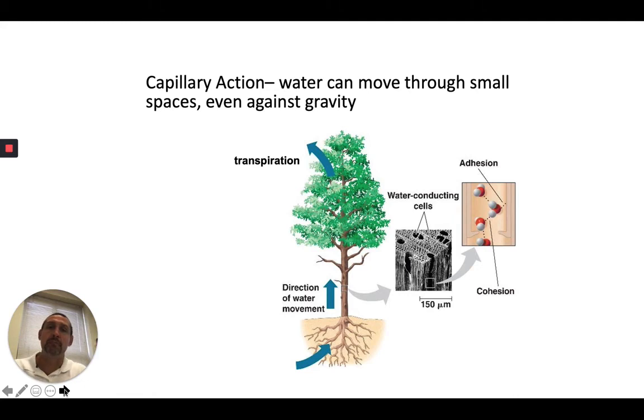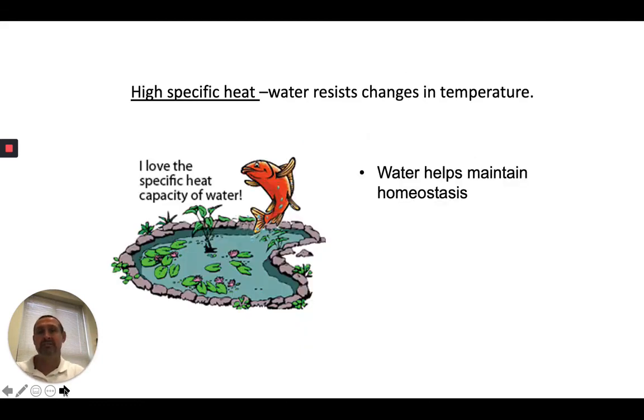Capillary action means that water can move through these small spaces, even against gravity. So this is how trees get water from the roots up through the leaves, because the water molecules are attracted to each other and to the sides of those little small tubes. This is also how you can get water to stick in a straw. This is how water moves through paper towels, but how they absorb water is because there's little spaces in that paper towel that draw the water through it, through the cohesion and adhesion properties.